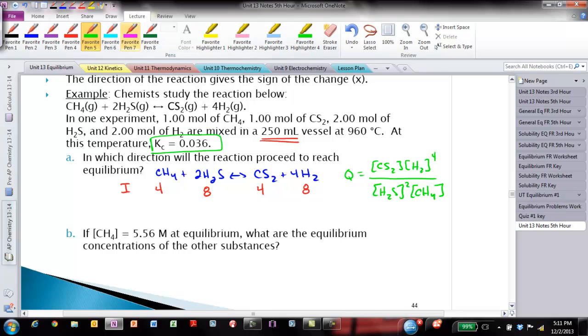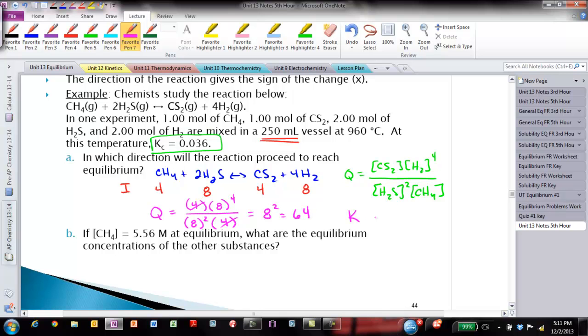And so the Q expression, you don't have to be at equilibrium. You can plug anything in at all. And so our Q is going to be 4 times 8 to the 4th over 8 squared and 4. And so our 4's are going to cancel out. You can do this in your calculator, but a 4 is going to cancel out. We're left with 8 to the 4th over 8 squared, which is 8 squared, which is 64.